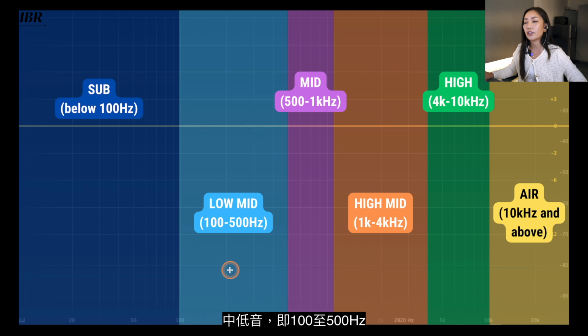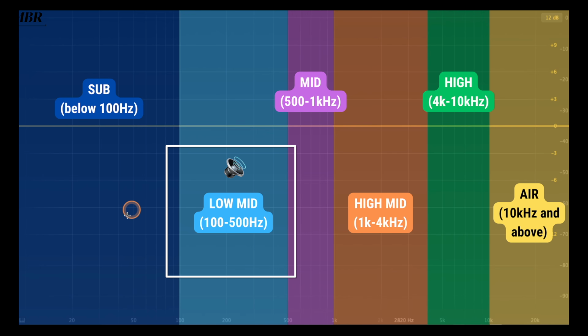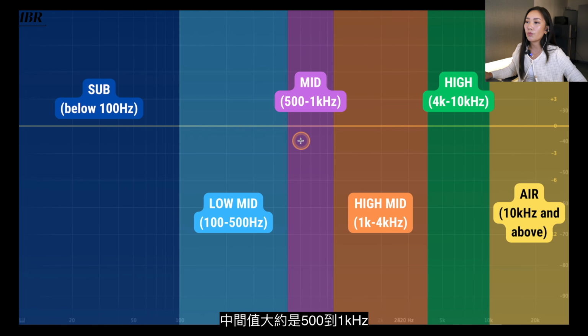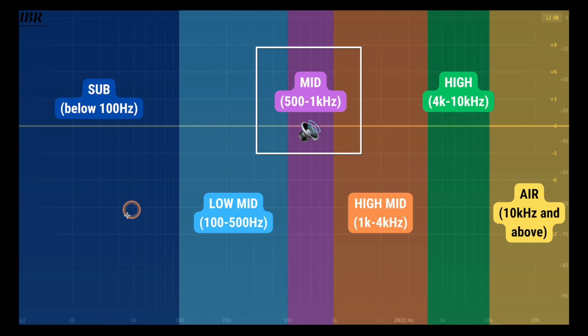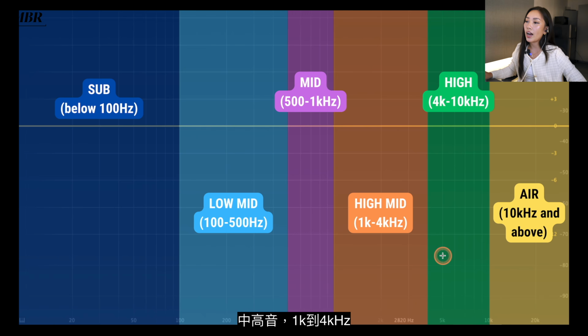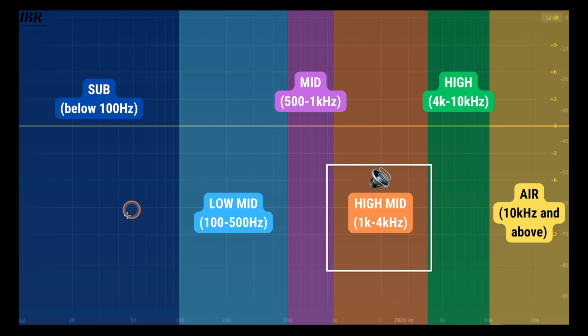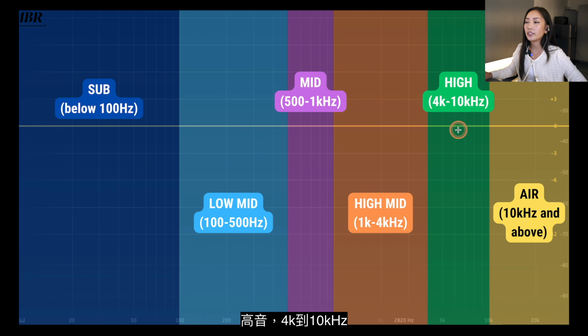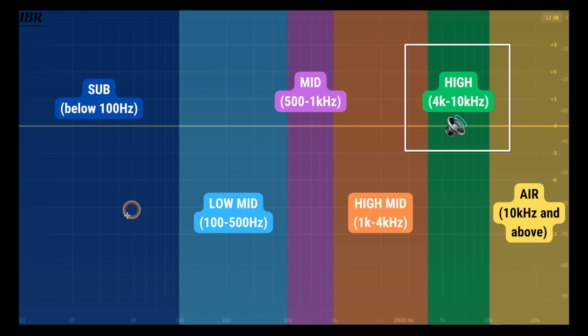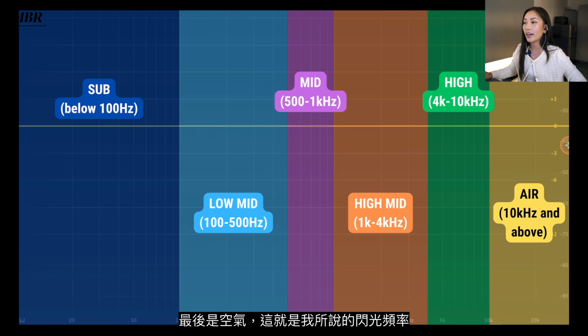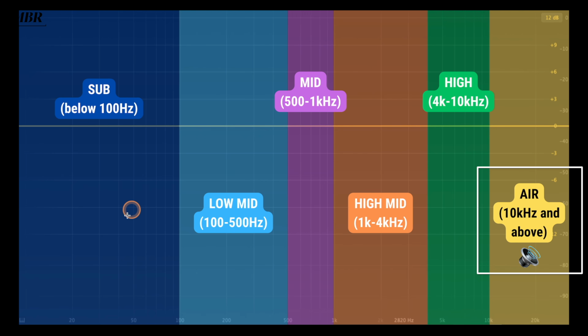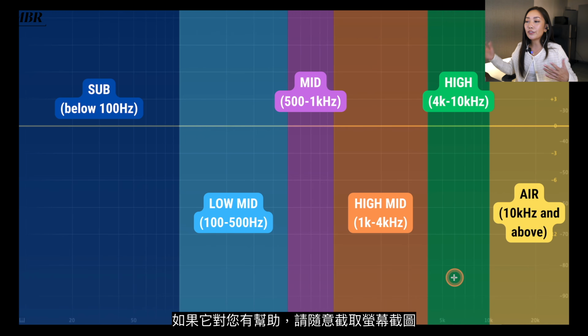Low mid, which is 100 to 500 Hertz. Mid is 500 to 1K. High mids, 1K to 4K. High, 4K to 10K. And air, which is what I talked about, the glitter. Feel free to screenshot this, by the way, if it helps you.